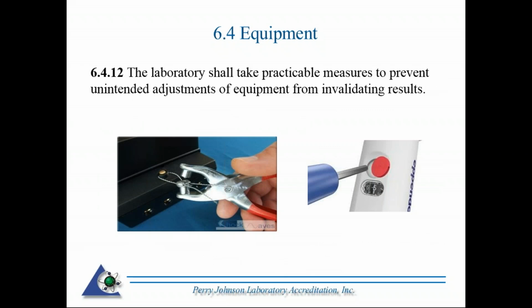The laboratory shall take practical measures to prevent unintended adjustments of equipment from invalidating results. So if you have equipment that is traceable, the integrity of that traceability needs to be maintained. What I try to depict here are more mechanical types of adjustments. On the left there is a lead wire seal. If that seal is broken, which is sealing in the adjustment mechanism for this particular piece of equipment, the integrity of the traceable calibration would be questioned.